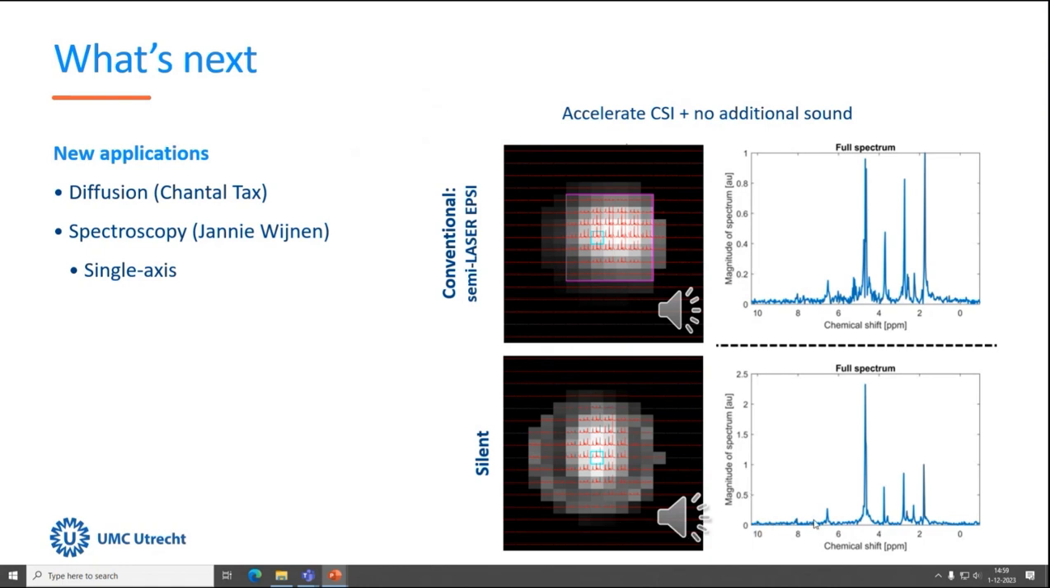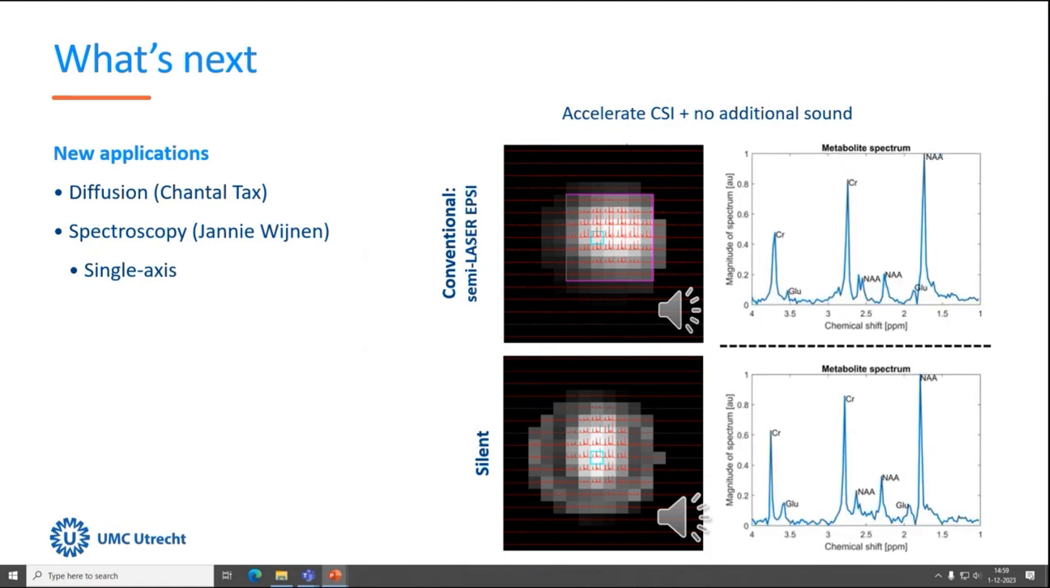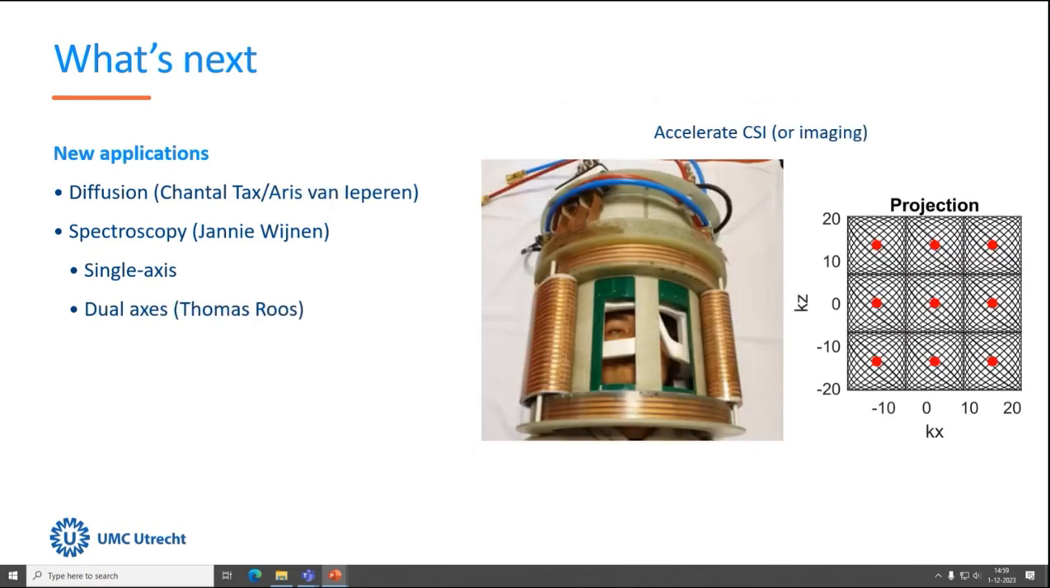Your bandwidth in your chemical spectrum is increased because of this readout. High, increase your bandwidth as well. Single axis. Okay, dual axis as well. And we do different patterns, like Lissajous patterns.